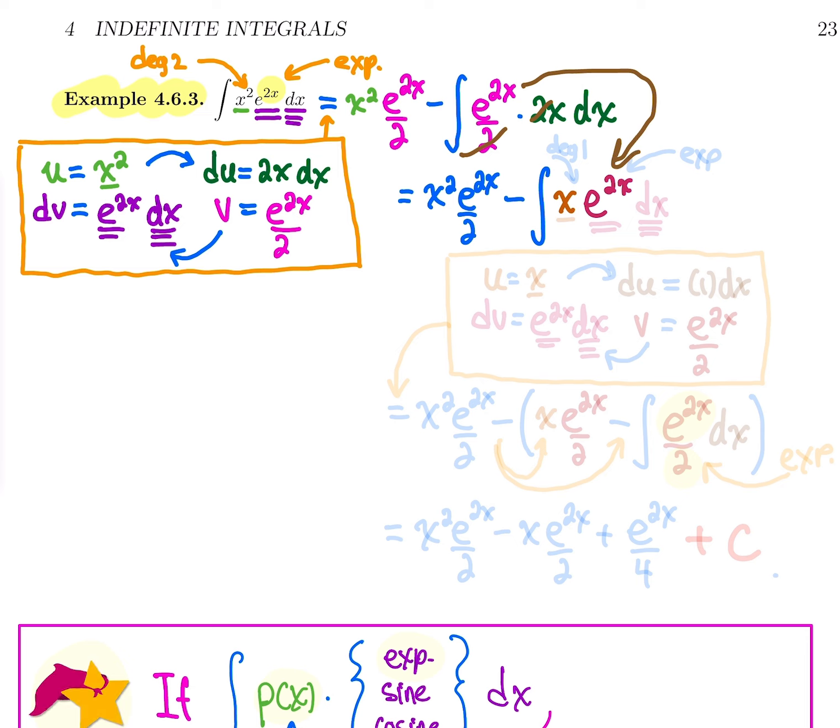All right, so let's look at this new integral. We still have that exponential term. We still have a polynomial, but now the polynomial is of degree 1. So we started with a product of degree 2 times exponential. Now we have a degree 1 times an exponential. The question is not over, but it is actually simpler.